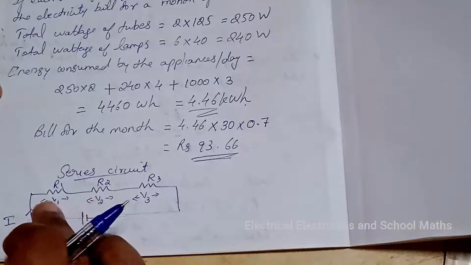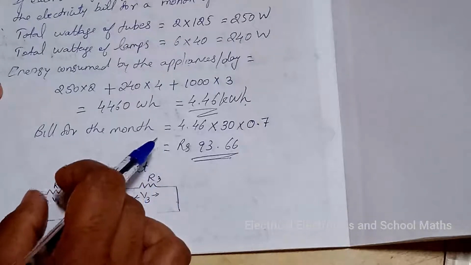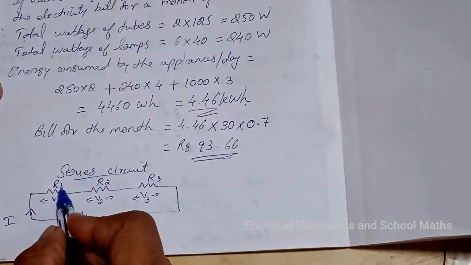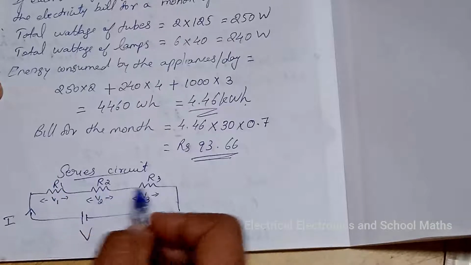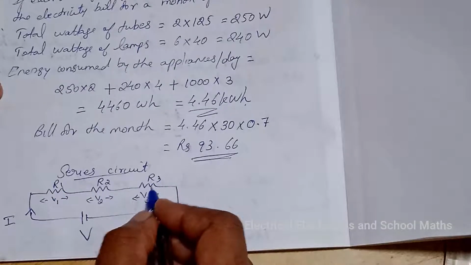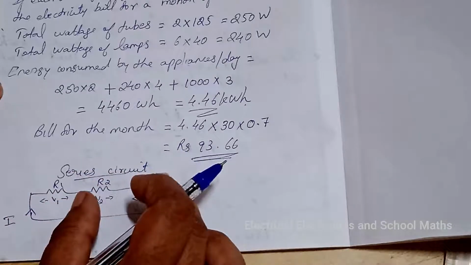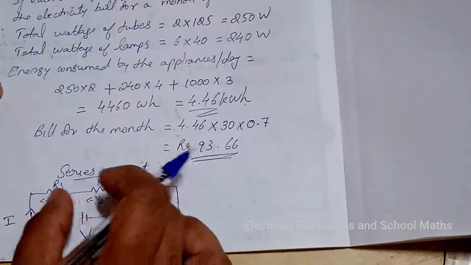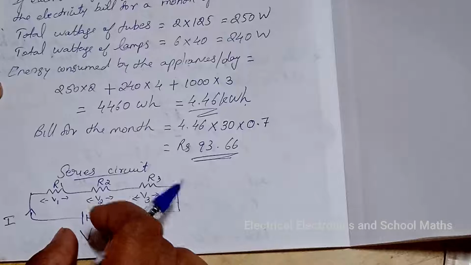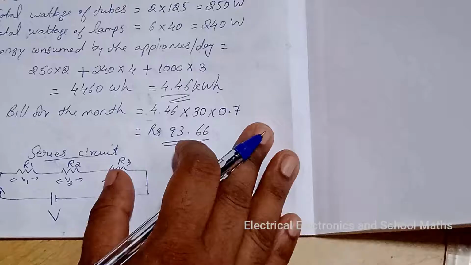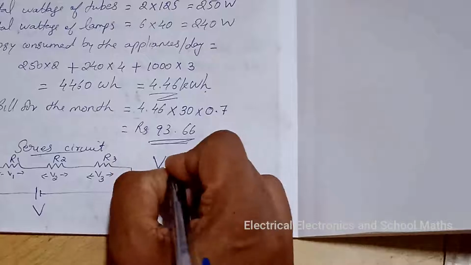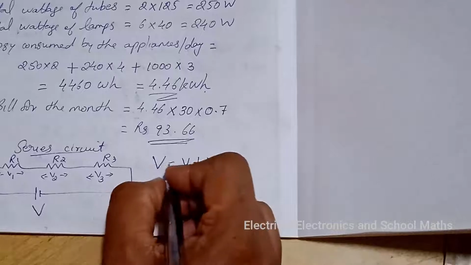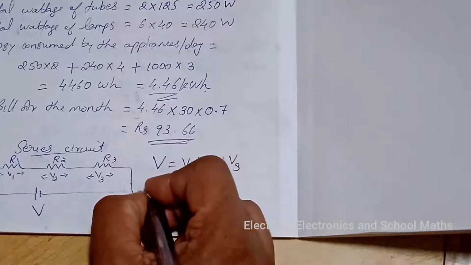So in this circuit, by Ohm's law, the voltage drop across the resistance R1, V1, is equal to I into R1, and V2 is equal to I into R2, V3 is equal to I into R3. The sum of the voltage drops in each resistance is equal to the applied voltage. So we can write applied voltage V is equal to V1 plus V2 plus V3.